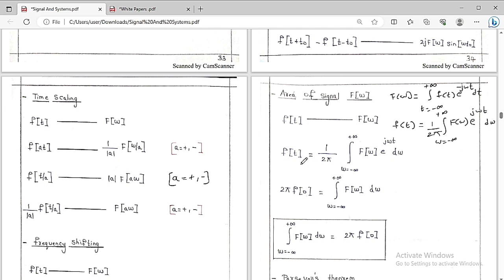So now I will multiply by 2 pi on both sides. Then basically here, in place of t, substitute 0. In place of t, substitute 0. Then what am I going to get?